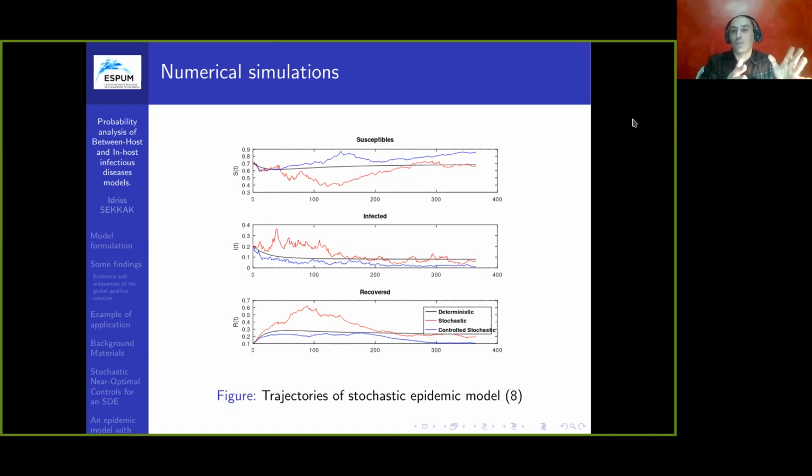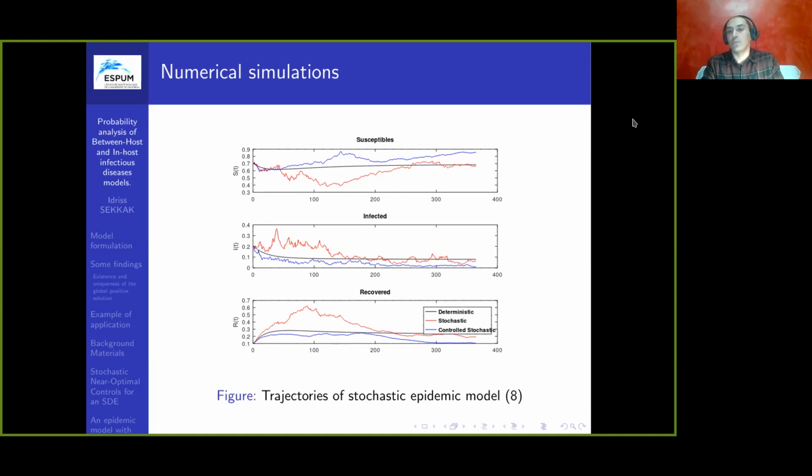Because if we want to include the control into the white noise or the jump part, the problem here is, like you are saying, that we are trying to control the environment, something that cannot be controlled and doesn't have any biological meaning. So we did just a control only on the deterministic path that people can describe as interventions into the model.